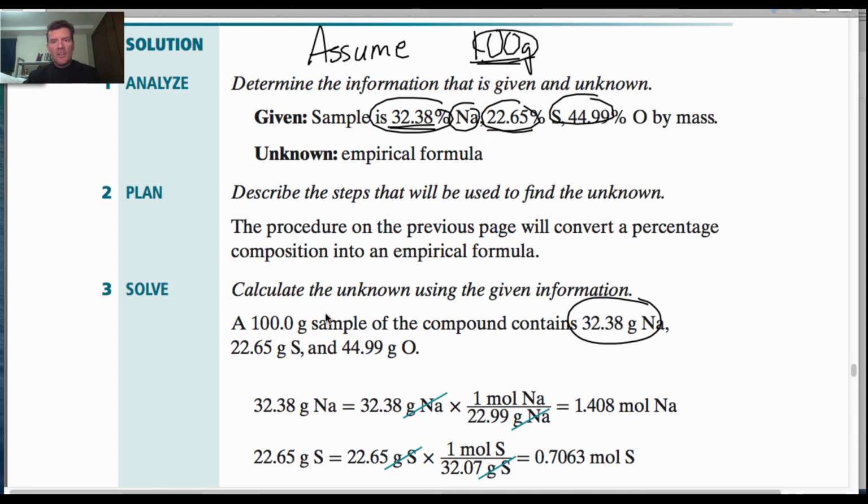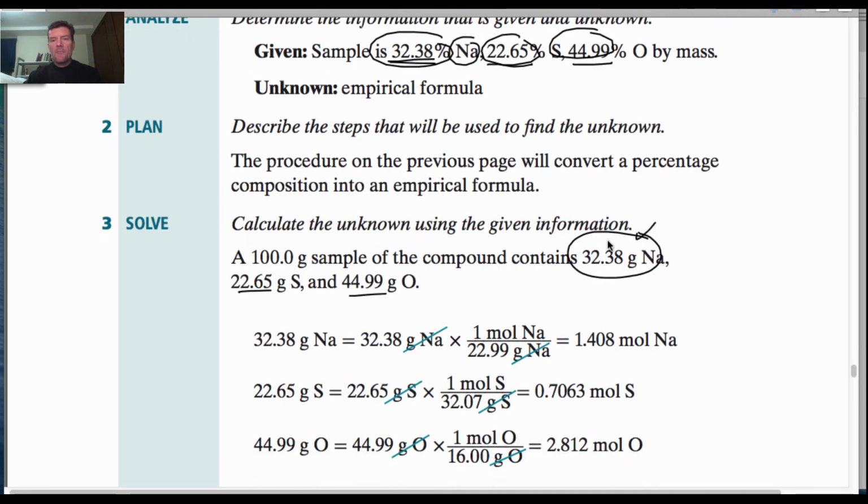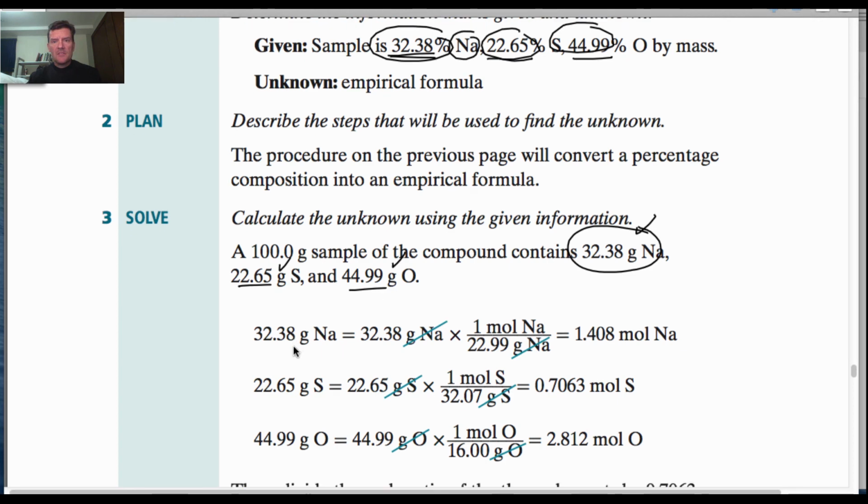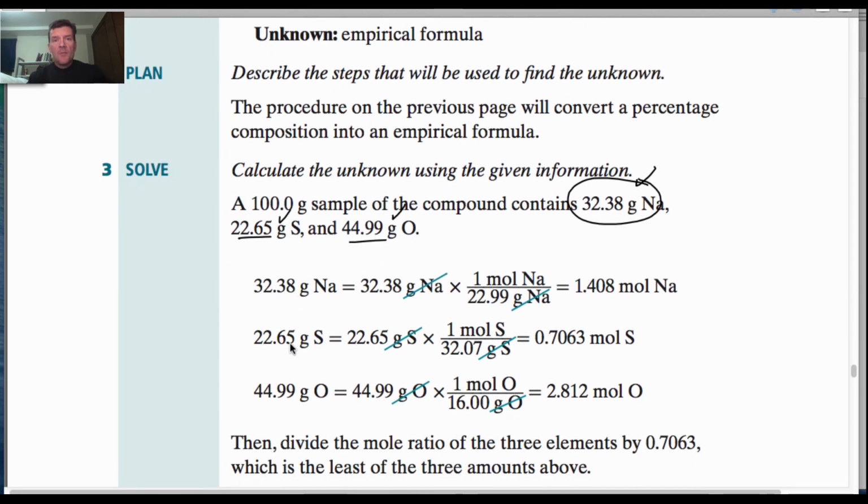22.6% of 100 is 22.65 grams. And 44.99% of 100 is 44.99 grams. So now we have masses for our 3 different elements. From masses, we can come up with how many moles we have. All you do is divide by the molar mass for each element. So I'm going to take the mass of sodium and divide by the molar mass of sodium.